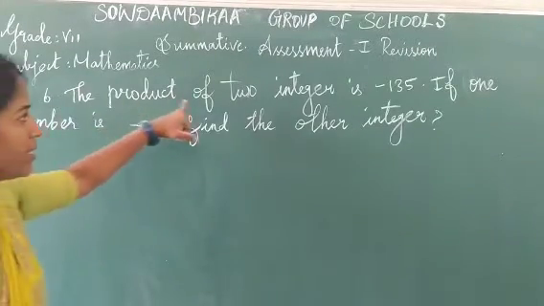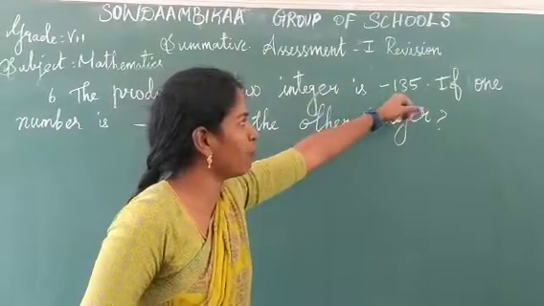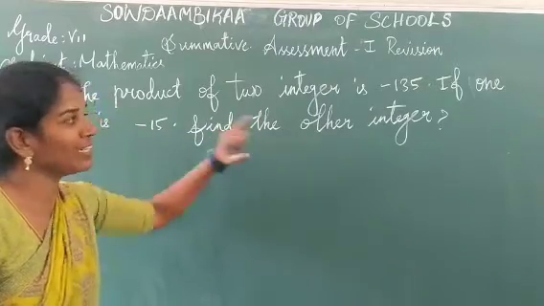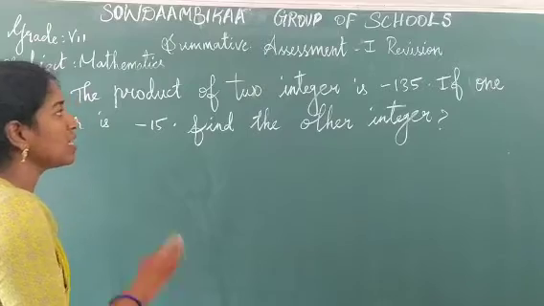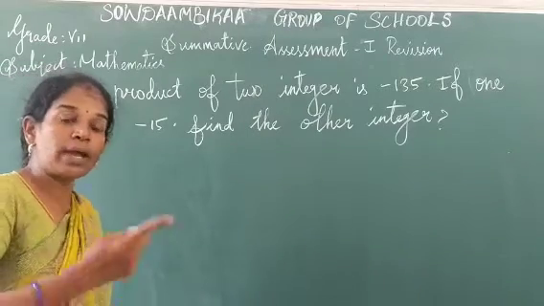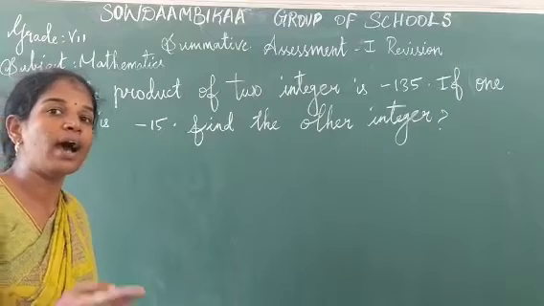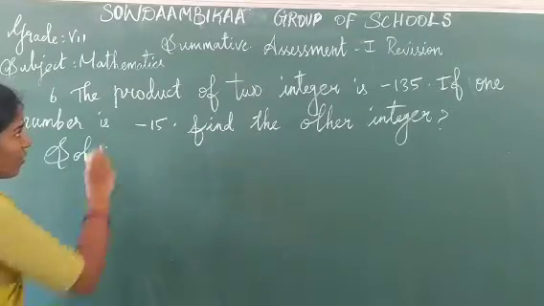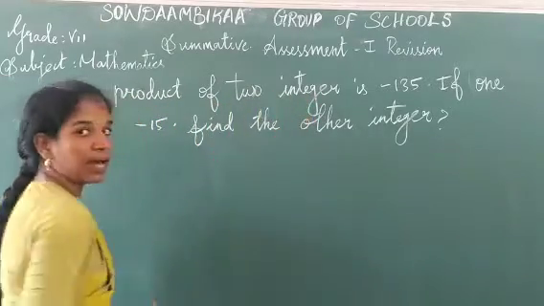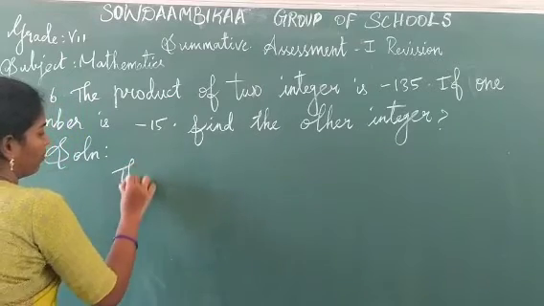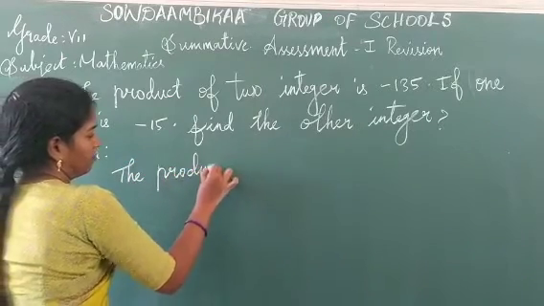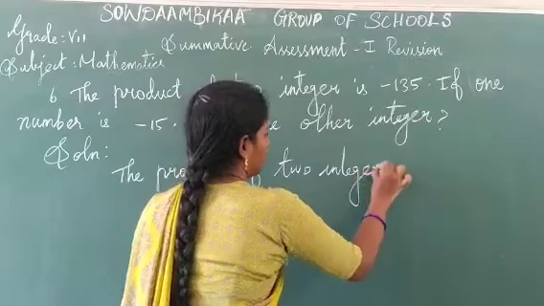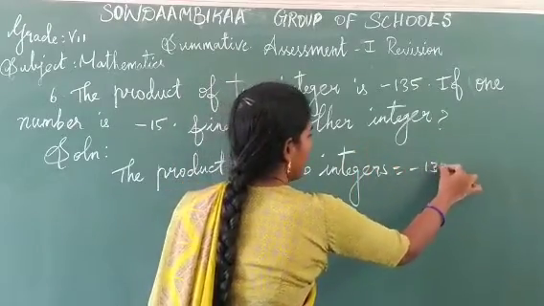The product of two integers is minus 135. If one number is minus 15, then find the other integer. Okay, dear. The given sum is: the product of two integers is given and one integer is also given. We have to find the other integer. Okay, listen. First given, what is given? The product of two integers is equal to minus 135.